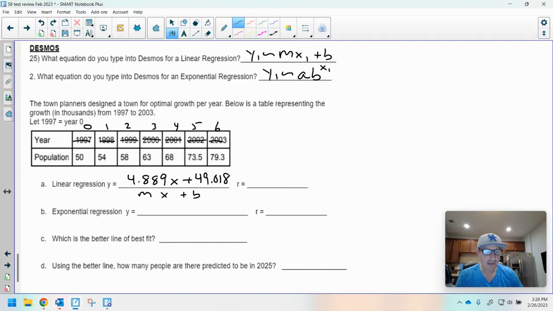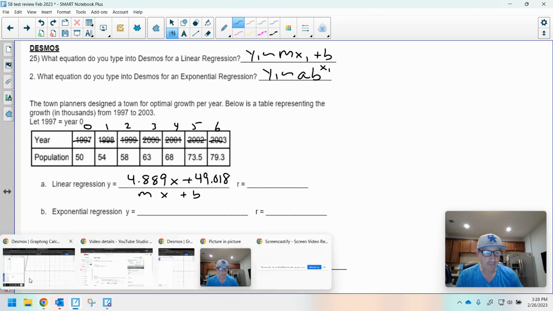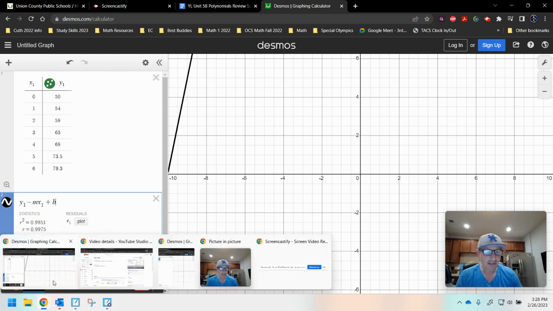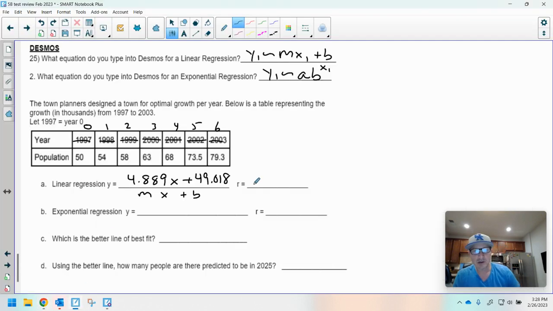What does our R equal when we go there? Our R is 0.997. All right, the regression.